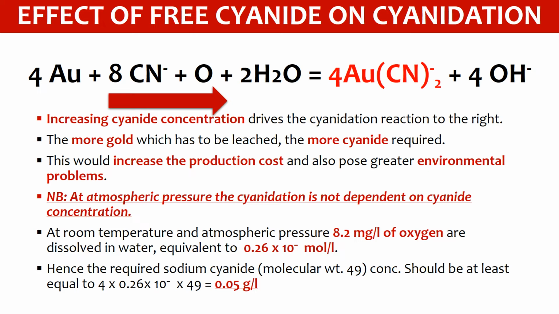Right. So what are these factors? What's the other factor that affects the rate of cyanidation? One of these is free cyanide. According to Elsner's equation, you can see here this is your cyanide, and definitely when you increase your cyanide, by the Le Chatelier principle, you drive the equation further to the right. So it means that more gold is leached when there is more cyanide.